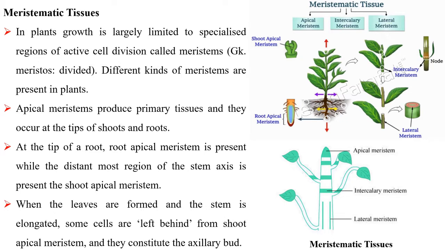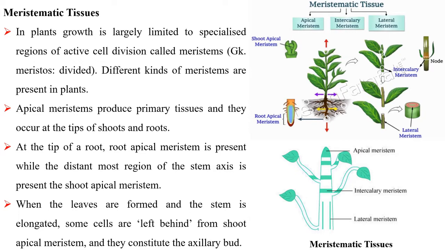Meristematic tissues. In plants, growth is largely limited to specialized regions of active cell division called meristems. Different kinds of meristems are present in plants. Apical meristem produces primary tissues and occurs at the tips of shoots and roots.